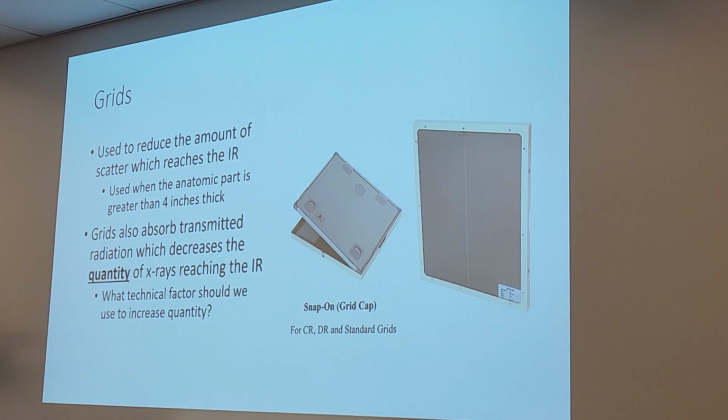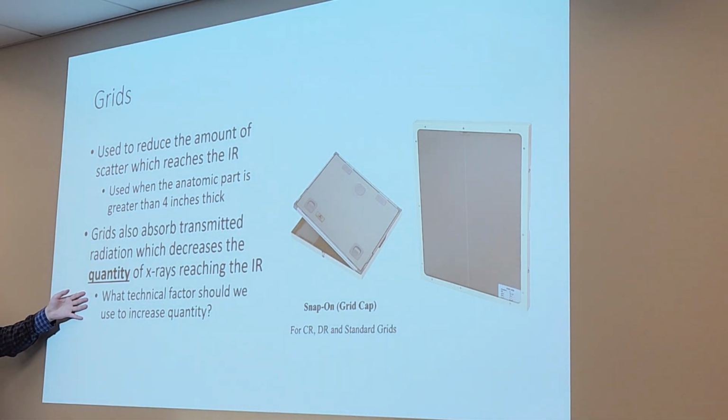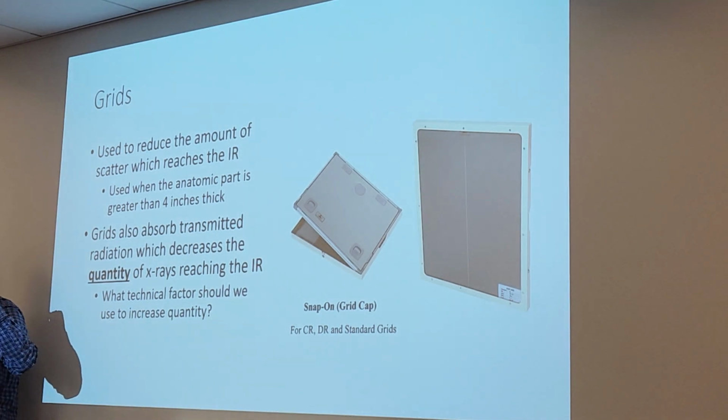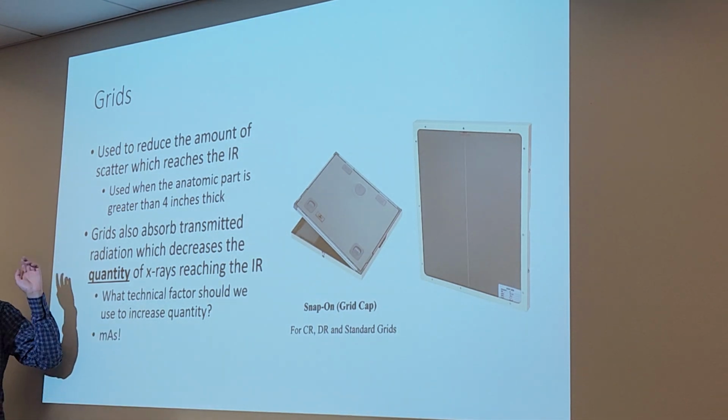So what factor do you think we're going to change to bring it back up? I heard mass. Mass? Anyone else? So, increasing kVp, decreasing mass? Could you increase kVp? Perhaps. But what did we say is our controlling factor for quantity? Mass. It is mass. Right, so the first thing you want to change is mass. So yes, mass is what we are adjusting when we add or remove the grid.